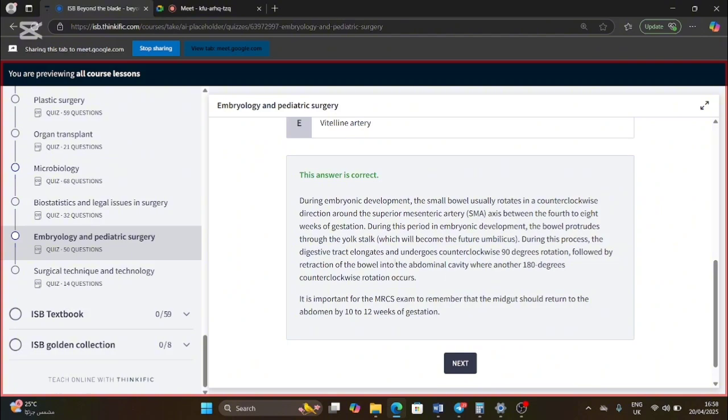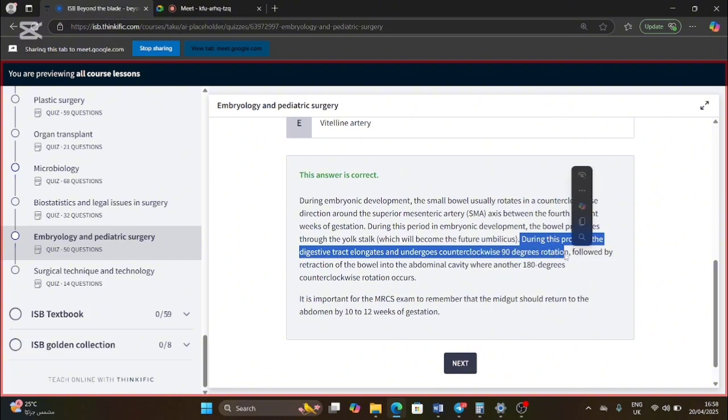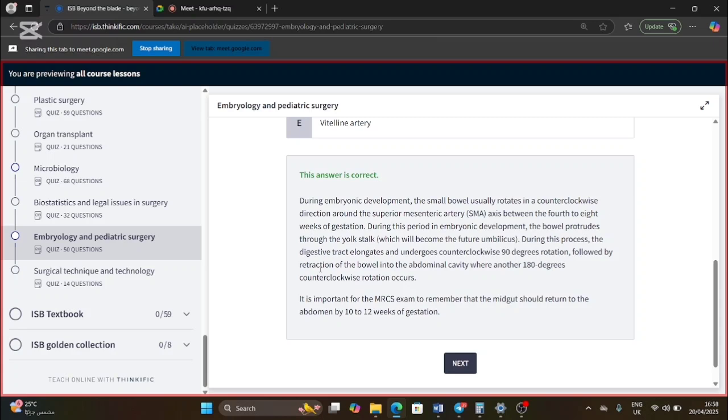What I want you to know is the degrees of rotation. Do you see in the explanation here? They say during this process, the digestive tract elongates and undergoes counterclockwise rotation, 90 degrees. Then there is retraction of the bowel into the abdominal cavity, where another 180 degrees of counterclockwise rotation occurs. That's very important to know, the degree of rotation when it is coming out and when it is coming back. And also you must know at which time of gestation it will come back. About 10 to 12 weeks of gestation, the midgut should return.